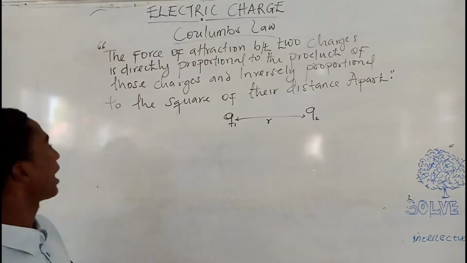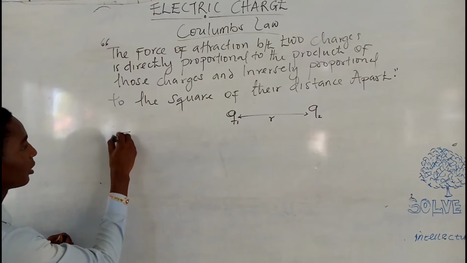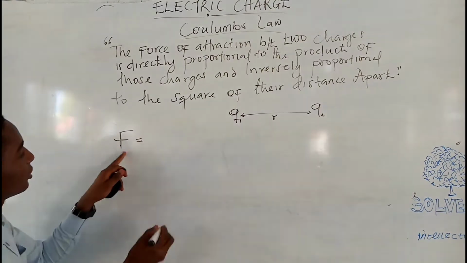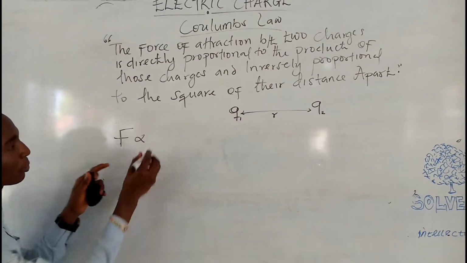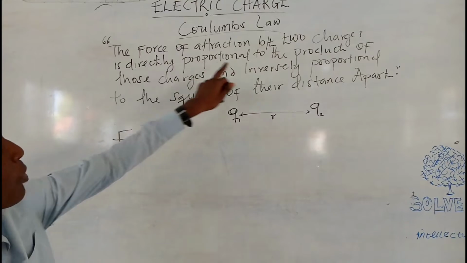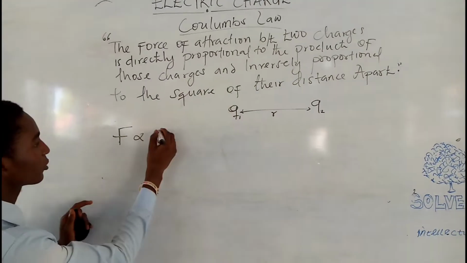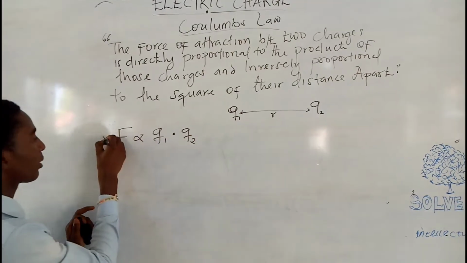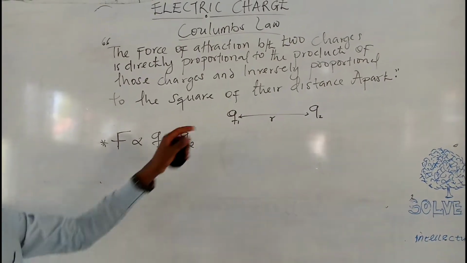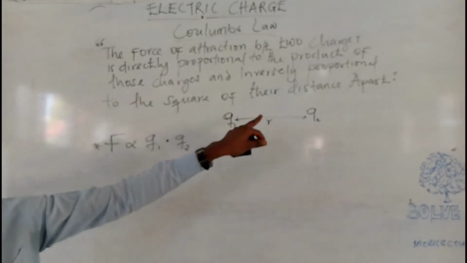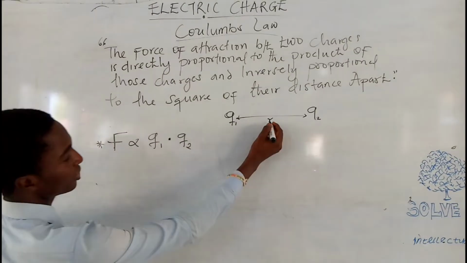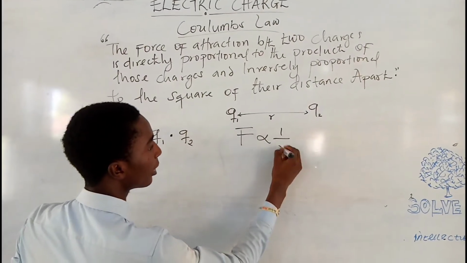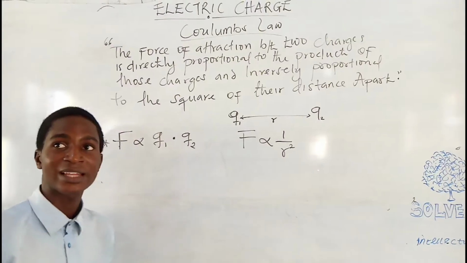So Coulomb's law states something. The force F is directly proportional to the product of those charges. So it's proportional to Q1 times Q2. This is our first point here. And also it is inversely proportional to the square of their distance apart, which is R. So F is inversely proportional to the square of the distance apart.